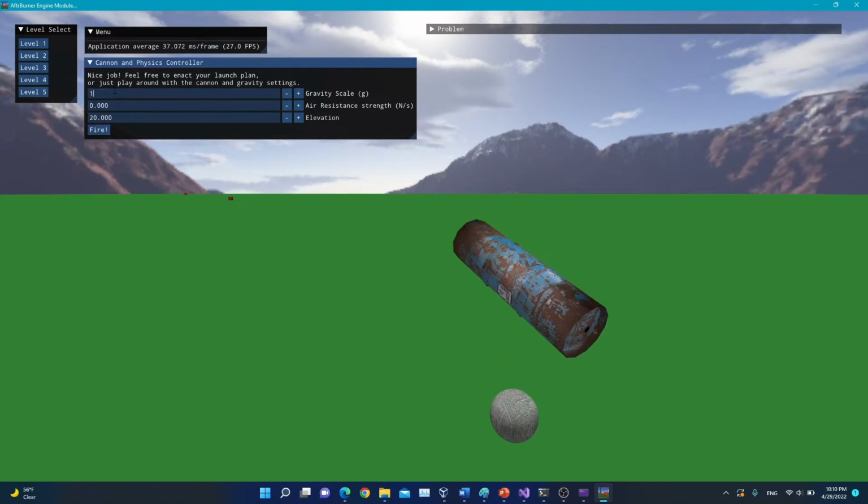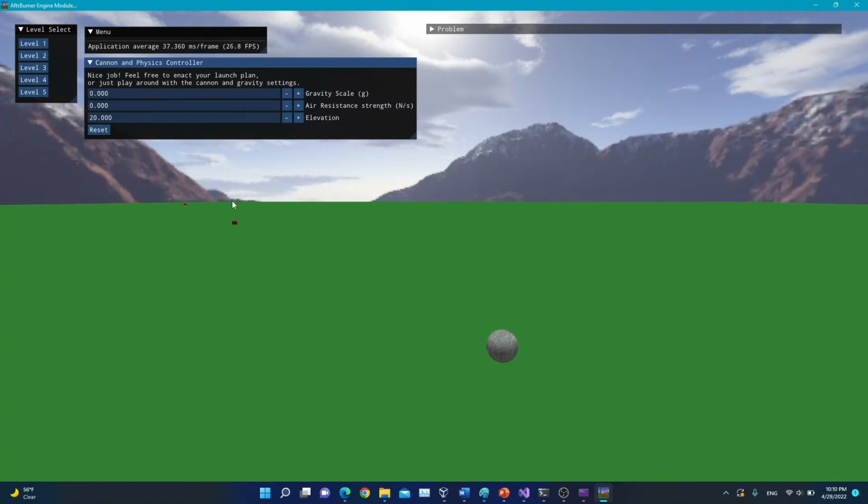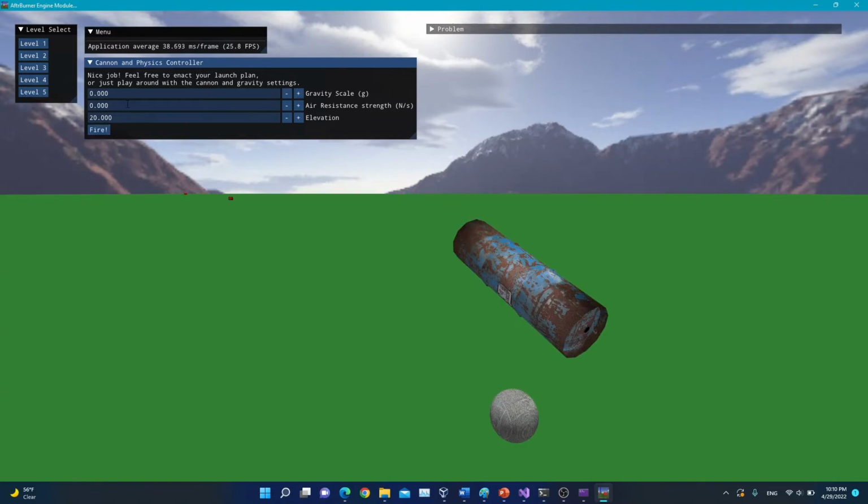If I change that to 0, it should never come back. Yep, we're just going up and up, as to be expected. Now I'll turn it back to 1.